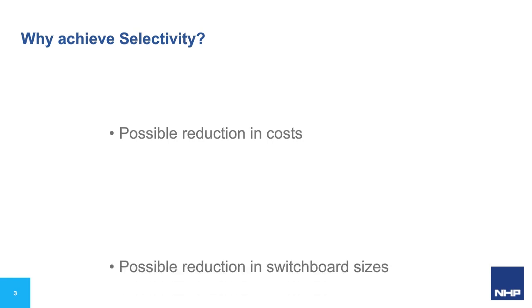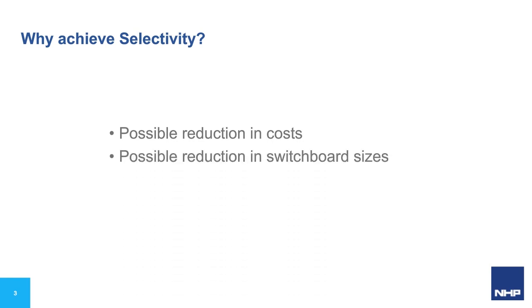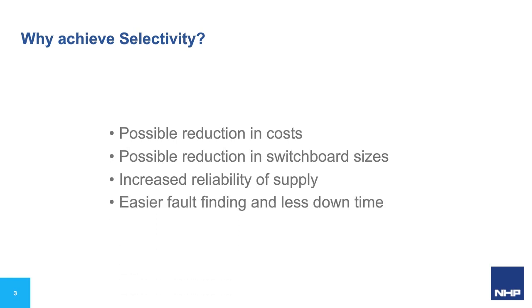So why achieve selectivity? If we use it smart, it can give us a possible reduction in costs in commercial and industrial applications by providing possible reductions in switchboard sizes and real estate, and an increased reliability of supply. It can also assist in finding the root cause of faults or anomalies in the system.